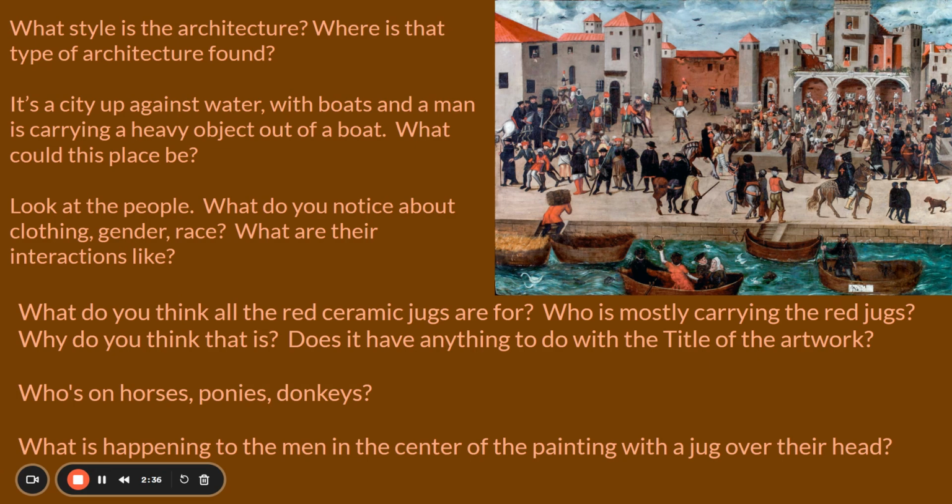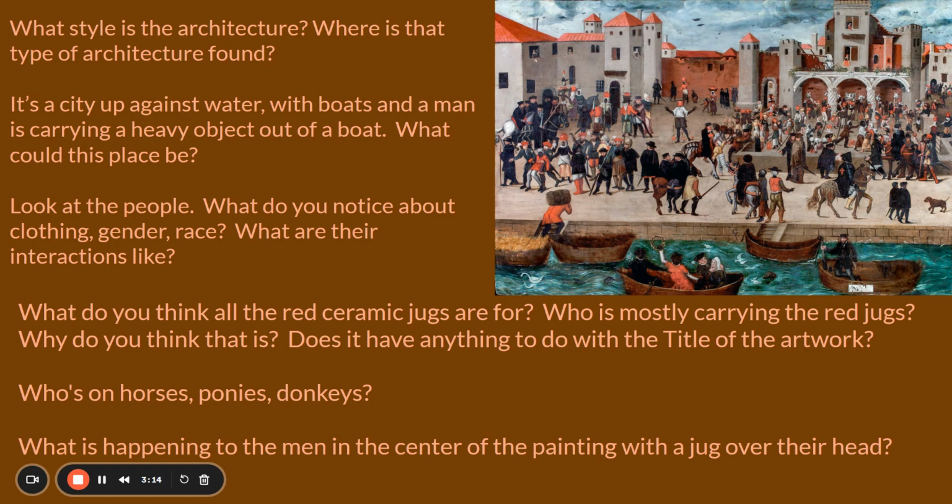Also notice that it's kind of a city scene, but it's up against water as well. And so that tells us that maybe this is coastal. Is this a river? You need to question where the land meets the water. What is that telling us? And in the water, you need to notice what's going on. We're seeing lots of boats. We're seeing people in boats. We're seeing a man coming out of a boat, carrying something heavy.